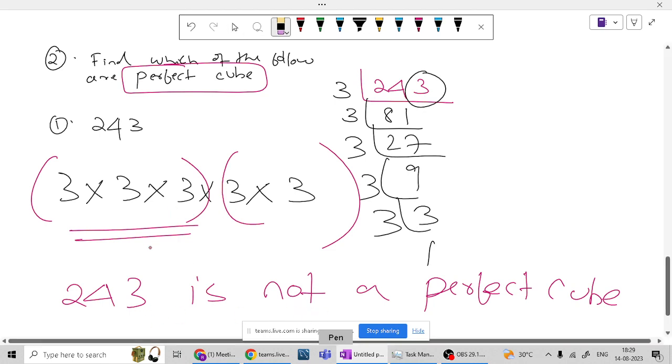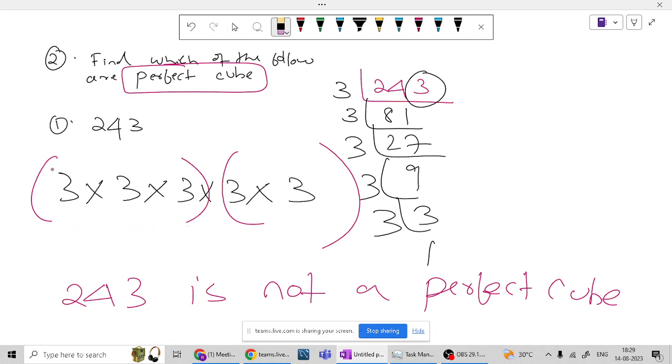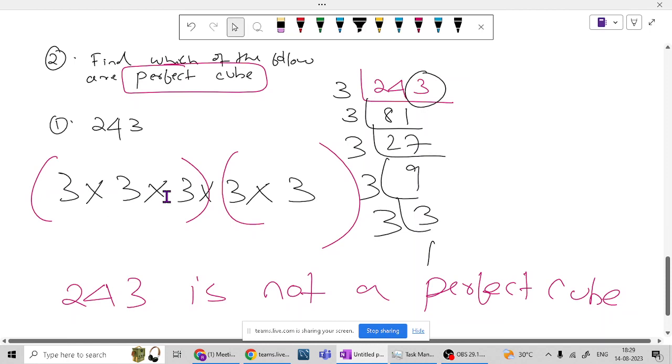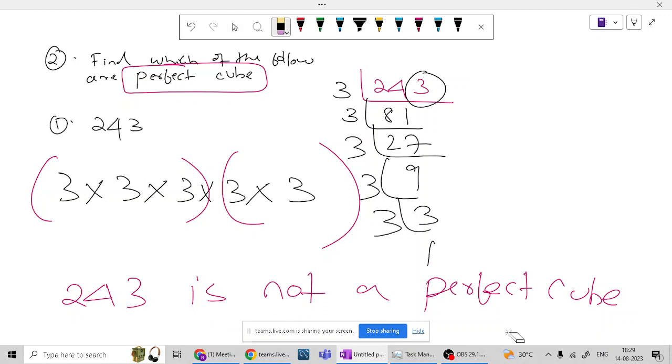You just write it like this, Mariana. Okay, it's understood. You just group it like this. In pencil or pen, write it in brackets. Here the number is missing. 3 is missing. Therefore, 243 is not a perfect cube.